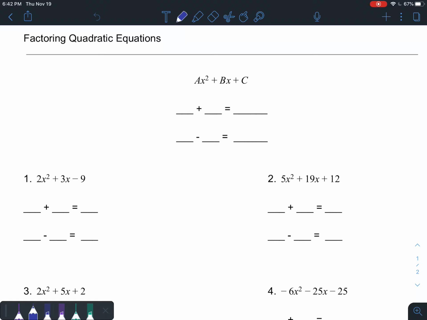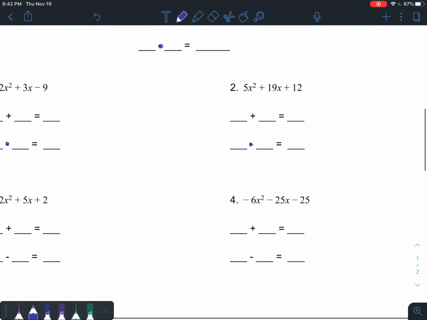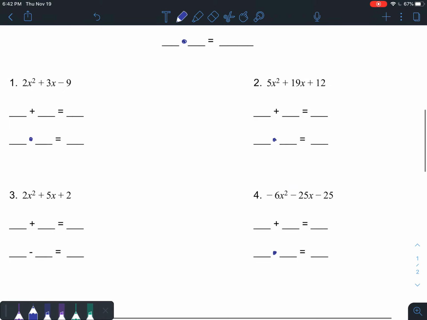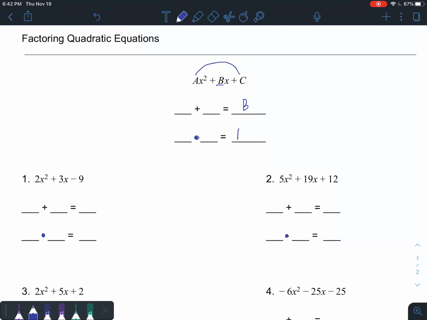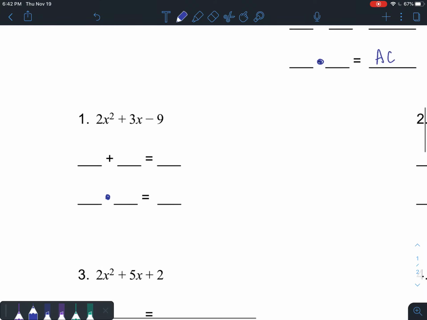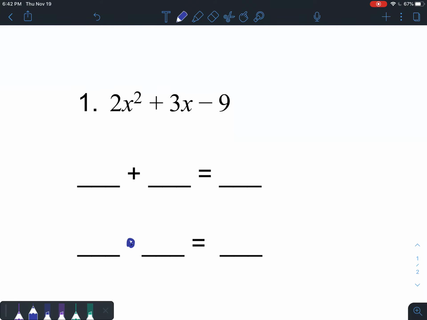Just to remind you that we are always finding two numbers that add to be our middle number, but multiply, should be multiplication for every single one of these. I forgot to change it. They should multiply to be A times C. Let's jump into our first example.